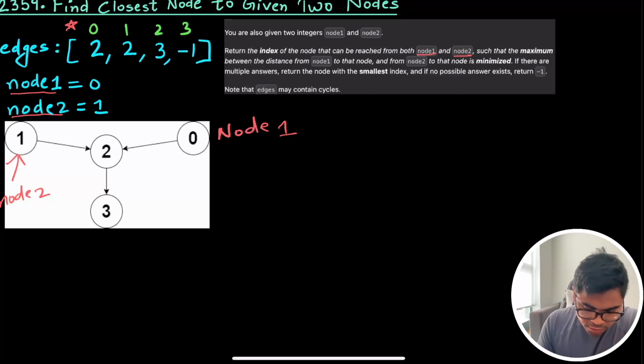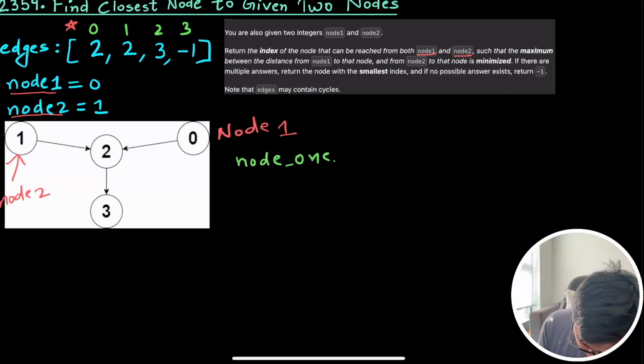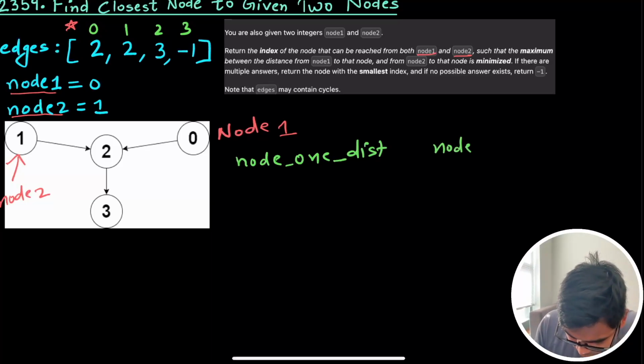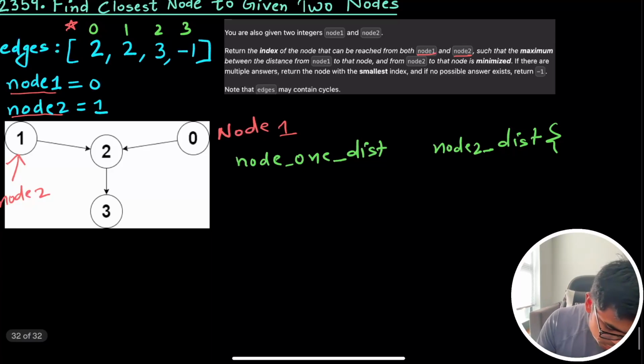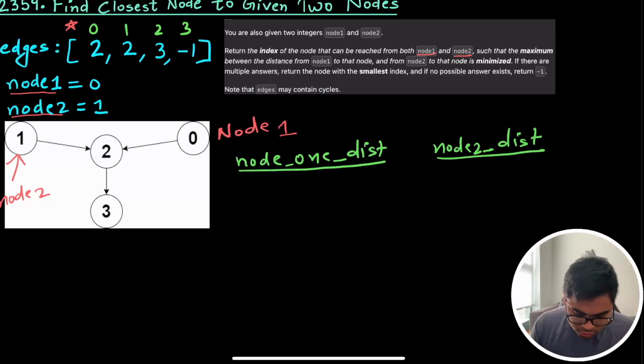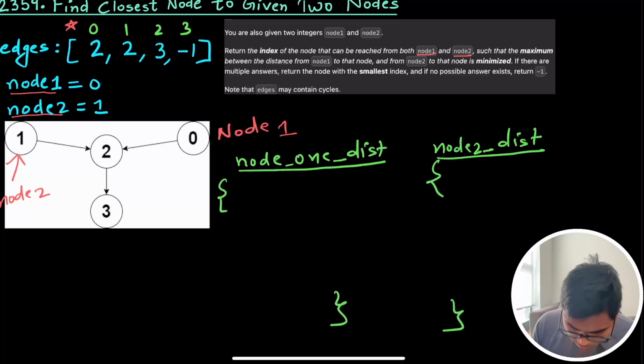So I'm going to have 2 maps created: node 1 distance, and then node 2 distance. I'm just going to call it this. These are the 2 maps I will be creating, and the reason I'm creating these is so that I can have all the distances calculated from both the nodes to the nodes that are reachable from these 2 nodes.